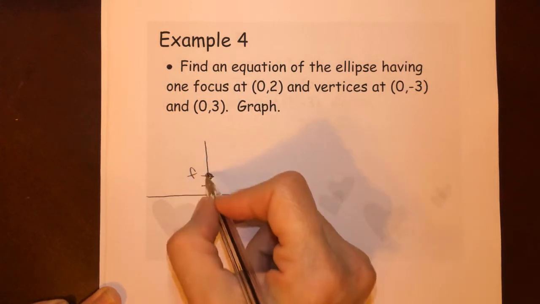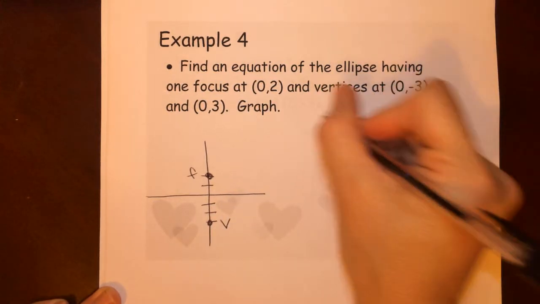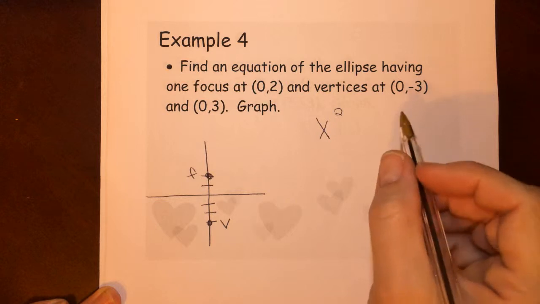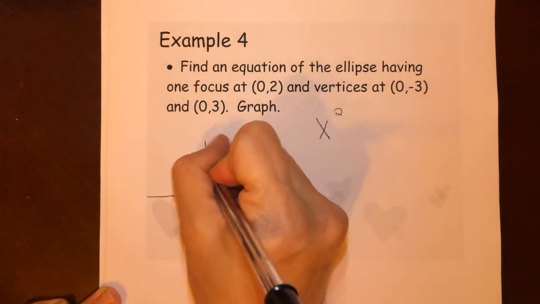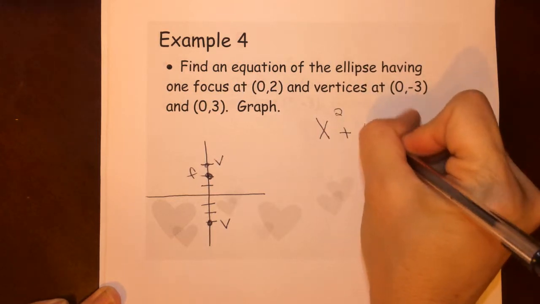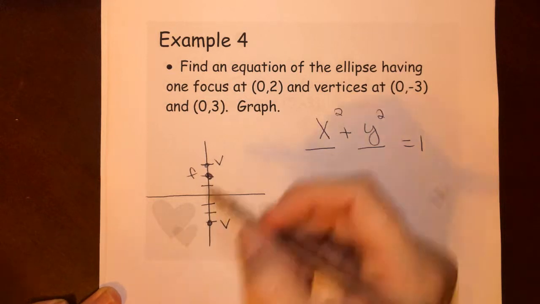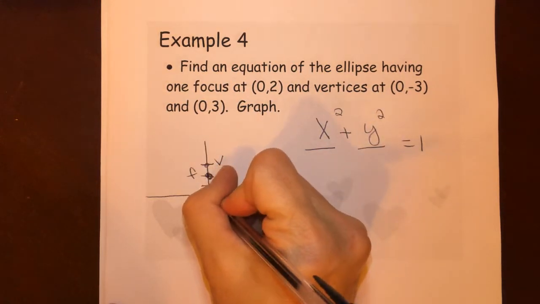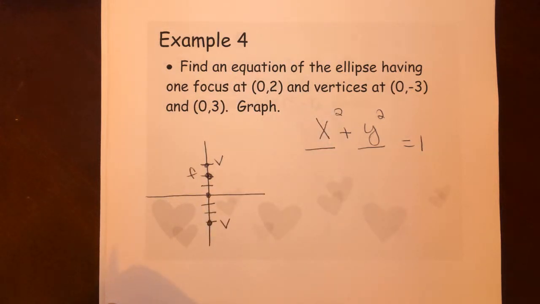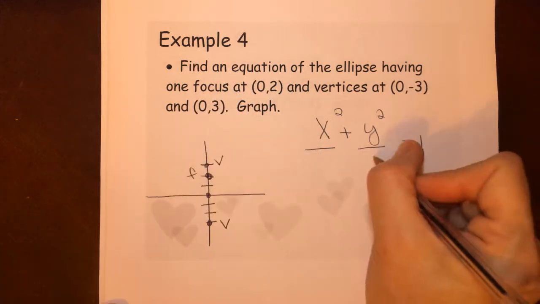Okay, so I can tell right now that because my focus and my vertex are going up and down, this is going to be a vertical ellipse. I can also tell, because I gave you my other vertex at (0, 3), the middle of these two is going to be (0, 0), so I don't need any parentheses. I went from the center up 3 to one vertex and down 3 to another vertex. That means my a is 3, so my a squared is 9. And because it's going up and down, it needs to go under the y.